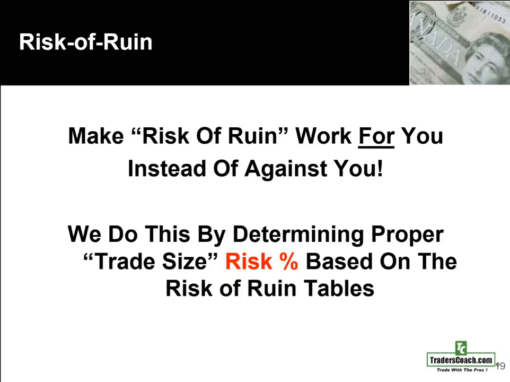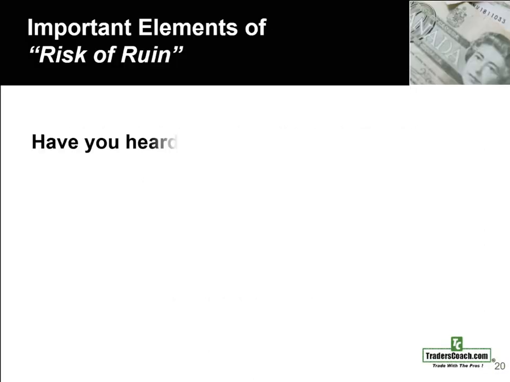Okay, so what we want to do here is take this concept that can really mean bankruptcy and turn it around and make it our edge. So we want to make the risk of ruin work for us. Risk of ruin incorporates a lot of different variables, but one of the ways we do this is by determining proper trade size, risk percentage, based off the risk of ruin tables. Before we go to those, let me just quickly go over a couple of concepts you're going to need to know.